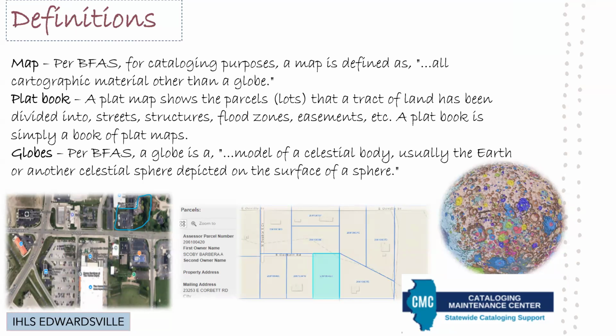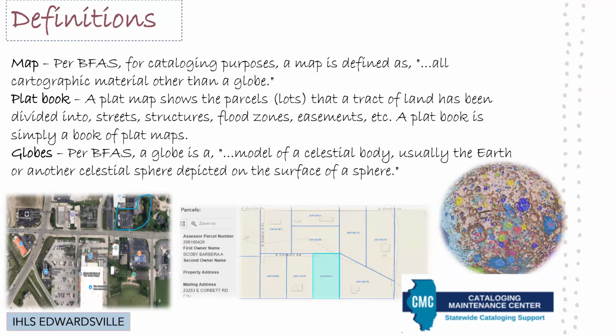For cataloging purposes, defining a map is fairly simple. If it's not a globe, it's a map. This means atlases too should also be cataloged as a map. And you can see the BFAS definition there at the top. Let's see here, plat book, there's the definition. Wikipedia notes that in the United States, a plat or plan is a cadastral map, what a fun word to say, drawn to scale, showing the divisions of a piece of land.